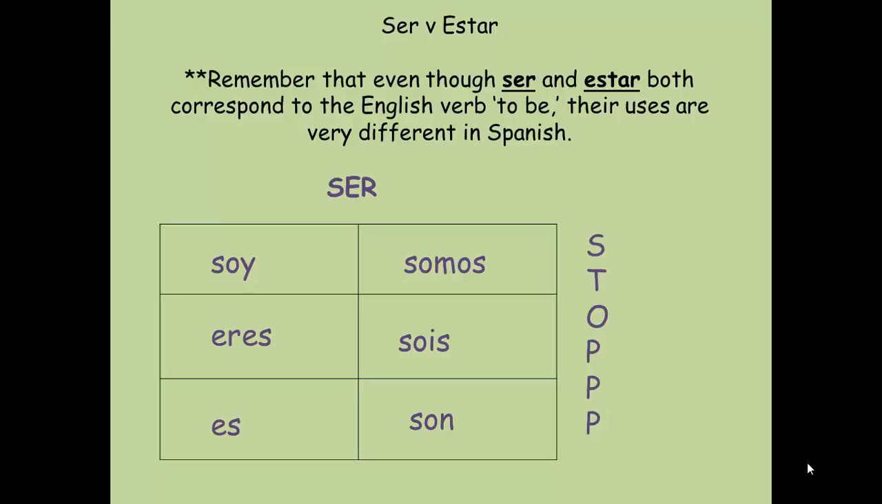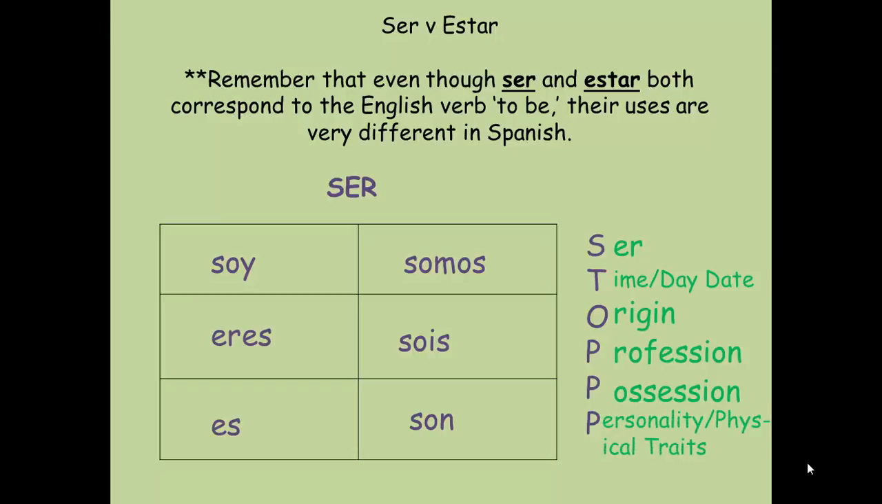And the reasons for using ser correspond to the acronym STOP, right? So S for ser, T for time, day, or date. O for origin, he is from. P, profession, she is a teacher. P, possession, the book is mine, that would be a ser. And then personality, physical traits is the last one, something that describes what the object is actually made of and what it is.